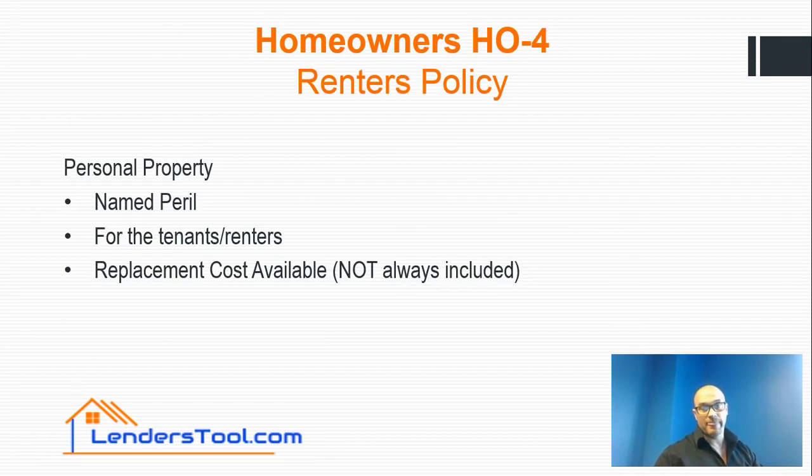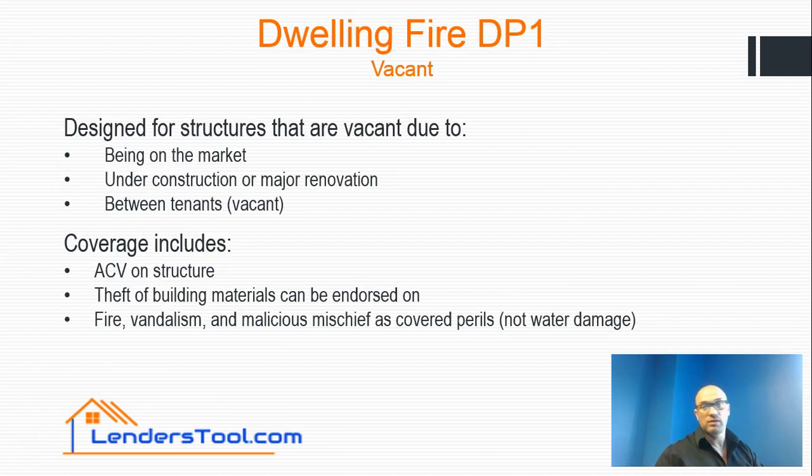Homeowner HO4. This is the renter's policy, named peril for tenants, renters. It's replacement cost, which is not always included, but we tack it on because that's how we roll.